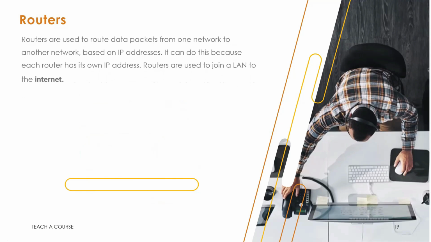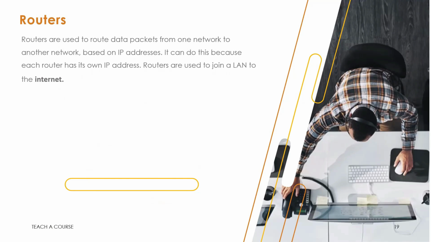Routers are used to route data packets from one network to another network based on IP addresses. So I said earlier that routers look at the IP addresses. It can do this because each router has its own IP address. So routers are used to join a LAN to the internet. If they ask which device is used to connect a computer to the internet, it is the router. The router is responsible for connectivity to the internet.